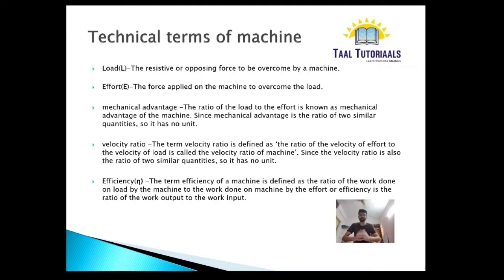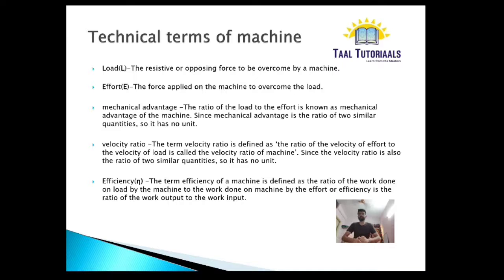Efficiency is denoted by the symbol known as eta, which is shown like η, and efficiency is nothing, it is just the ratio of the work done by the machine to the work done on the machine, that is work output by work input. This also has no unit because both are similar quantities. I am sure that you have understood now.